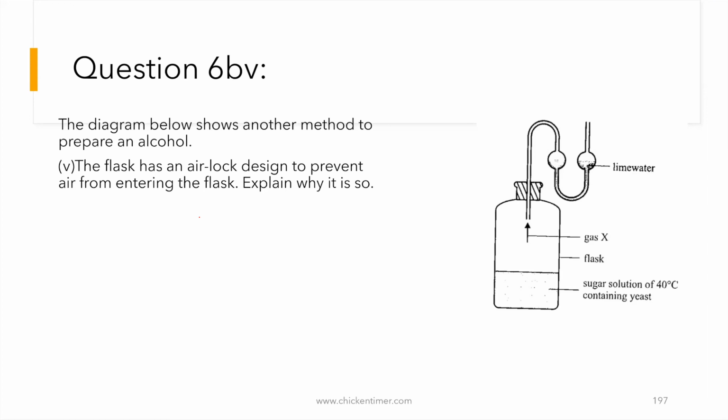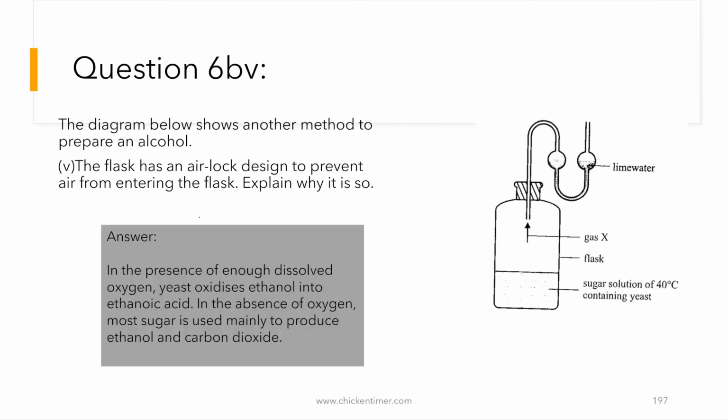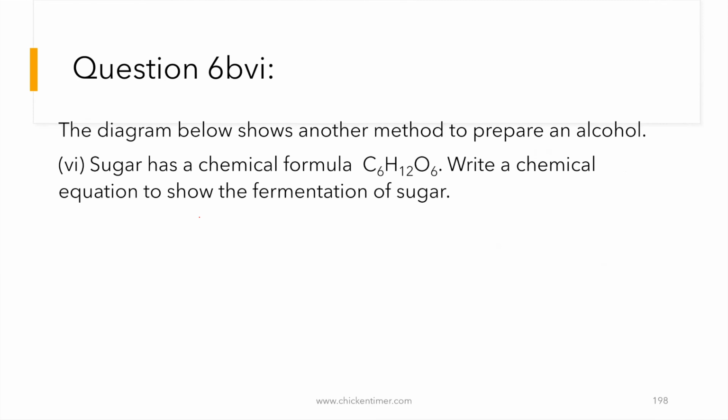Yeah. So the flask has an airlock designed to prevent air from entering. Why? Read and think carefully. Why is air prevented from entering? It's to prevent oxygen from going in, and if oxygen enters, right, it will cause the ethanol to become ethanoic acid, which is what you don't want. Okay. So in the presence of enough dissolved oxygen, yeast will oxidize ethanol into ethanoic acid, which is not what you want. So in the absence of oxygen, the sugar will produce ethanol and carbon dioxide, which is what you want.